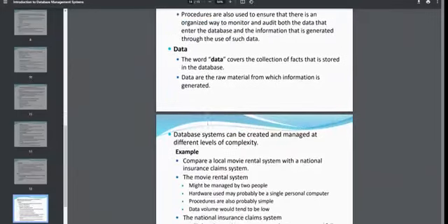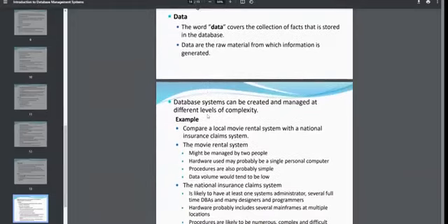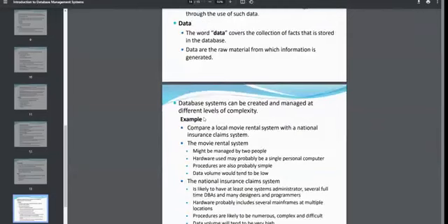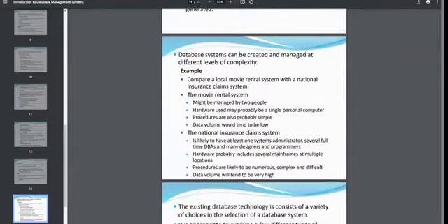The next one is data. We already know about these things. We have explained these things multiple times, so now you can understand them properly.